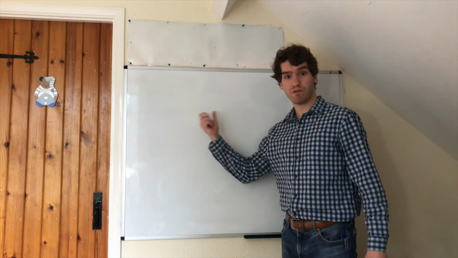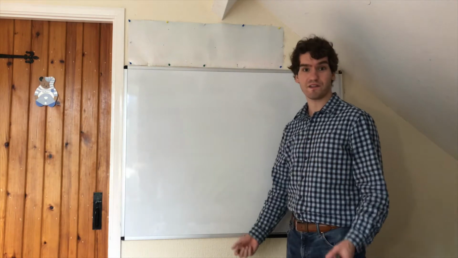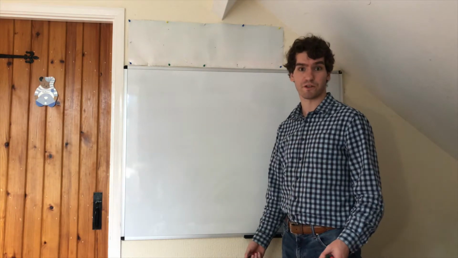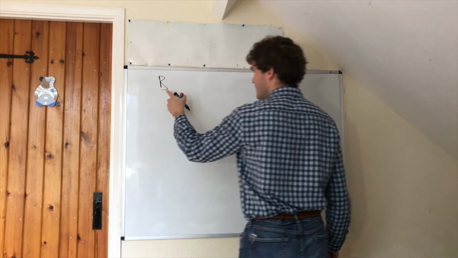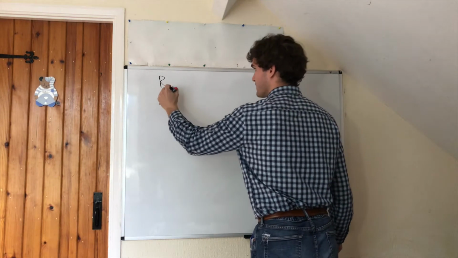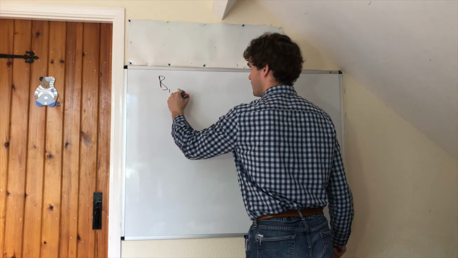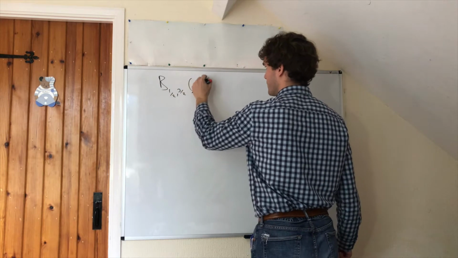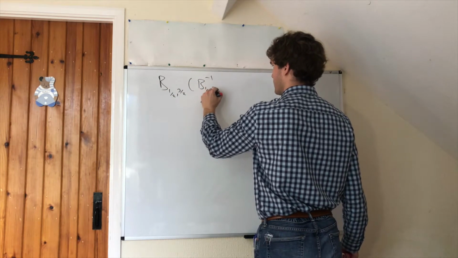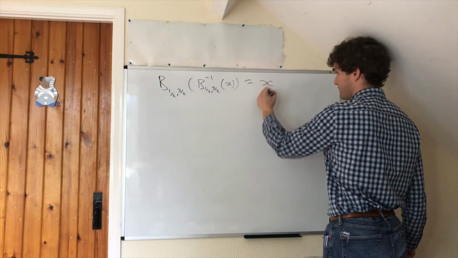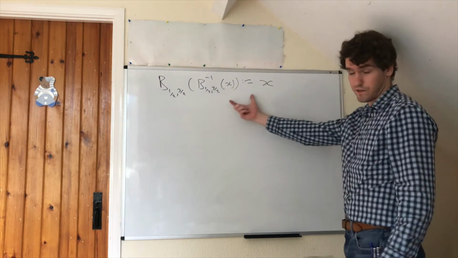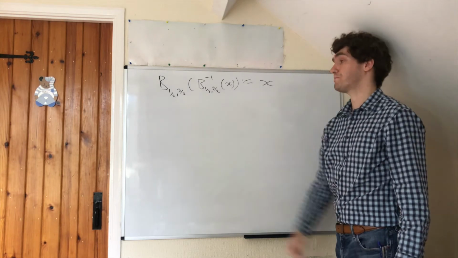Now, in a previous video, I defined the inverse incomplete beta function as follows. I said that if you take the incomplete beta function of the inverse incomplete beta function, then this will just return the value x. In fact, this is actually how I defined the inverse incomplete beta function.